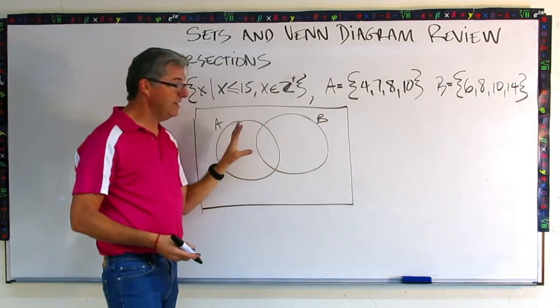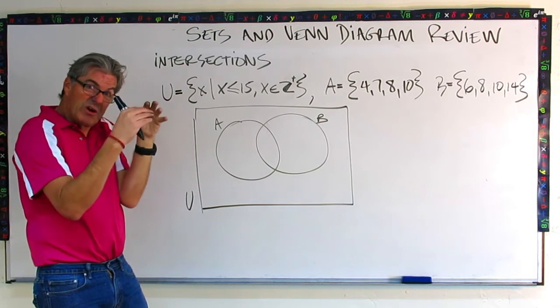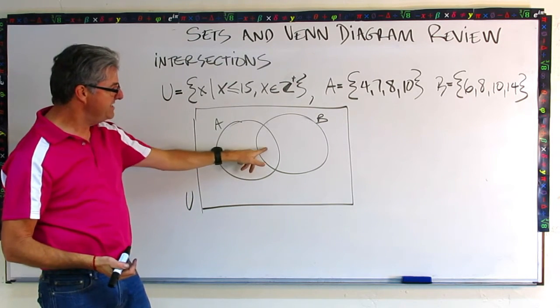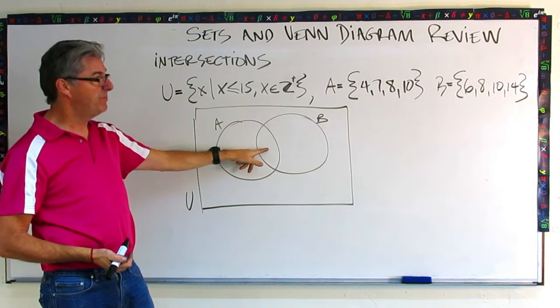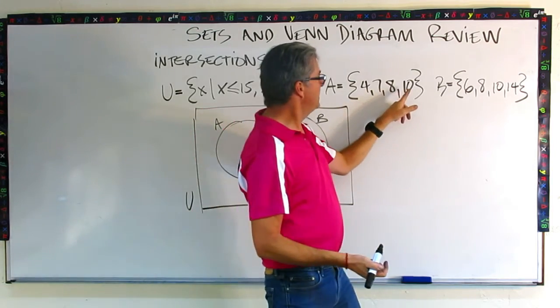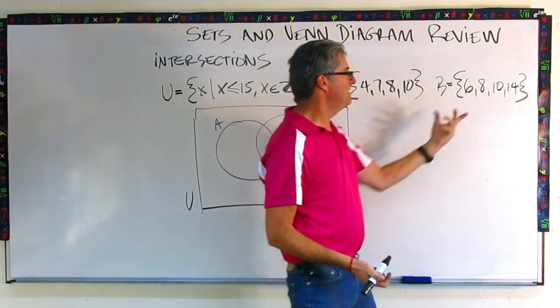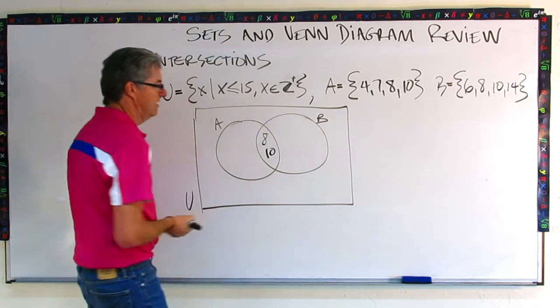Okay, now populating these Venns is similar to the last one. It's best to start inside and work your way out. So what is the intersection? What elements are in both A and B? That's what intersection means. And I have an 8 and a 10 in A, and I have an 8 and a 10 in B. So I can put my 8 and my 10 right there.